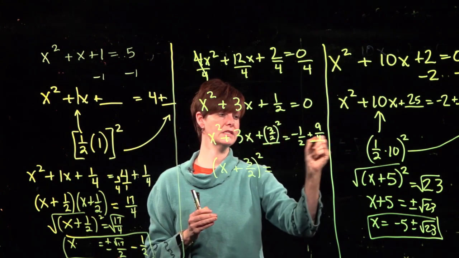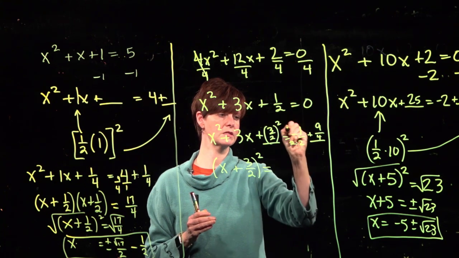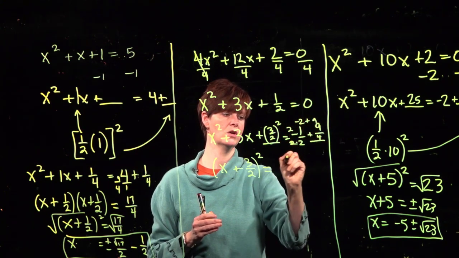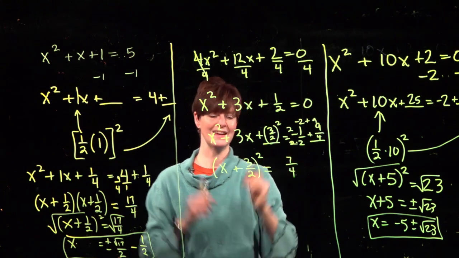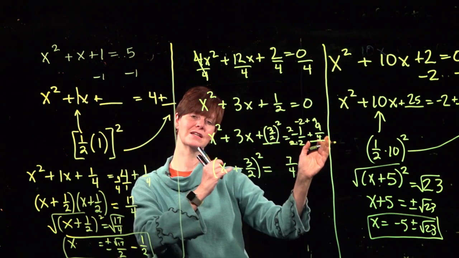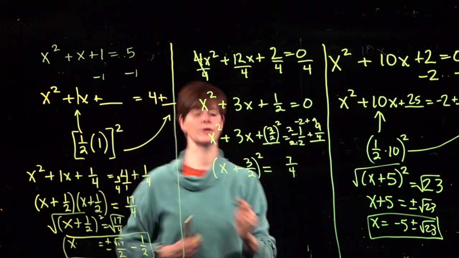All right, this, let's multiply this by 1 in the form of 2 over 2. This gives me -2 plus 9, which is 7/4. Now I'm all set up. Take the square root, plus or minus, move the 3/2 over, and we're done.